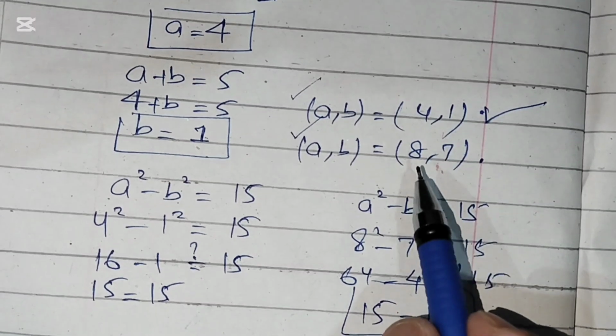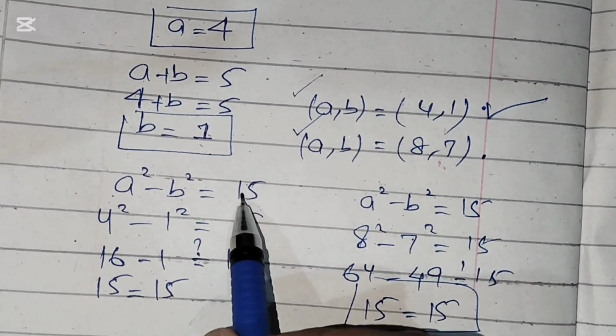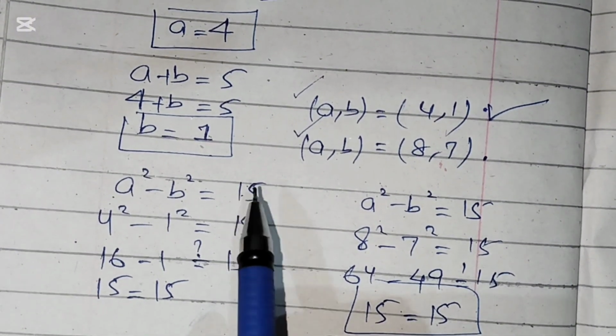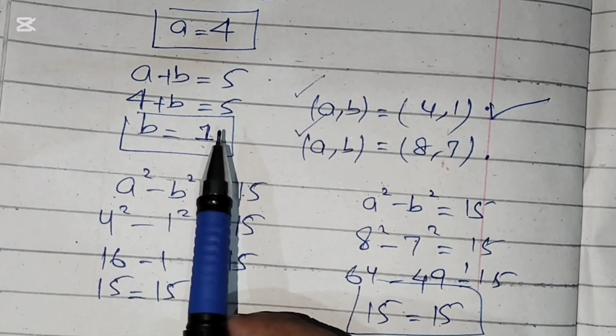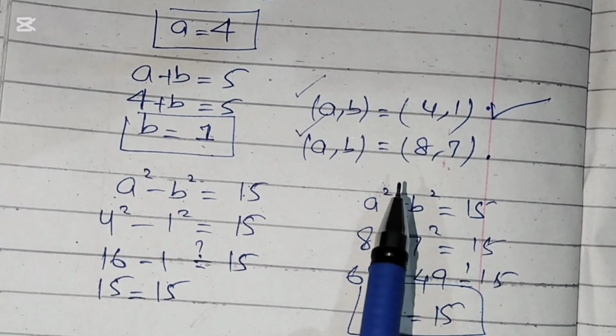And this is the method of how to solve this equation, a squared minus b squared equal to 15. There are 4 cases. We consider only those cases where a plus b is greater than a minus b. We have neglected the case for the negative values. We only consider positive natural values.